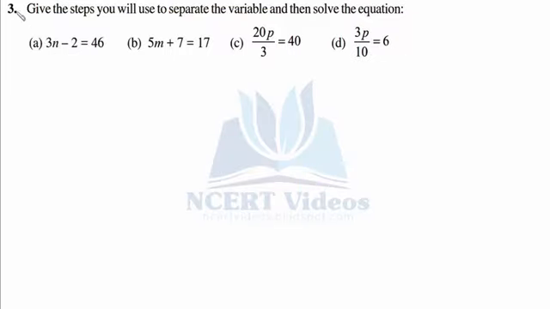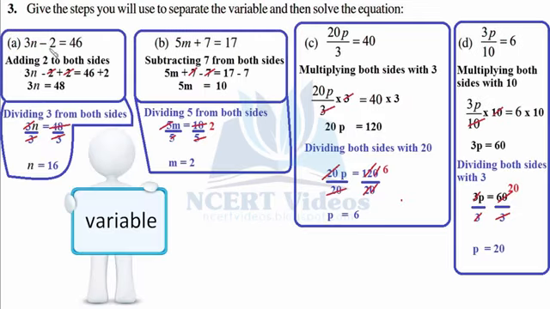Question third, give the steps, again the same thing, you will use to separate the variable and then solve the equation. Now we are doing it in combination with subtraction and multiplication, whereas we will do the same thing, that we will separate the variable and then we will solve that equation. For instance, we will let this variable on the left hand side and move the rest of the constants towards the right hand side. A part, 3n minus 2 equals 46.